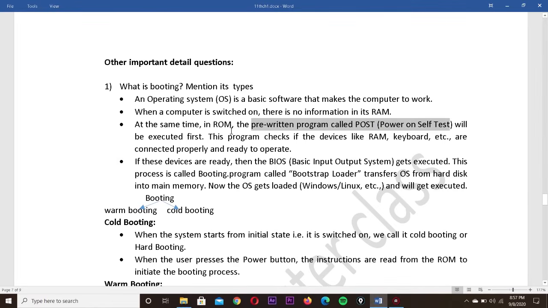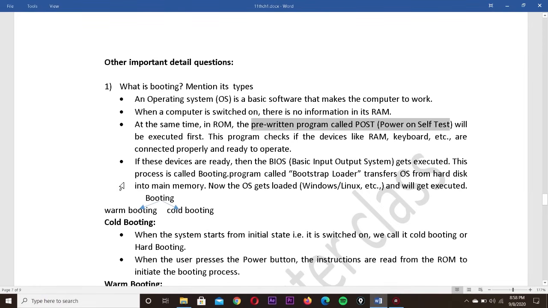It will be recorded in the ROM chip. Okay, so when we switch on the system, it will check whether all the devices are working properly and ready to operate. Okay, so that is the program which is used. That program is stored in the ROM chip. Okay, so when we switch on, this checking will be done. So that is called booting.